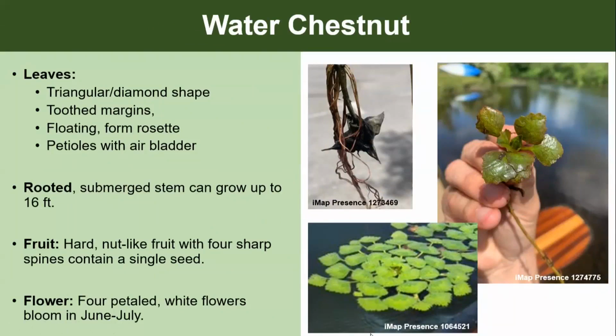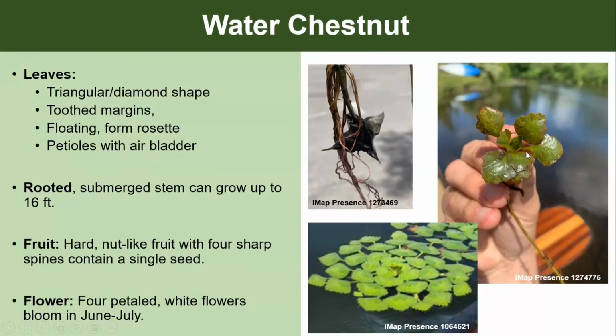There isn't really much else that looks quite like it. It forms these rosettes. You can see in this bottom picture, that's what it looks like floating on the surface, these circles of leaves. And so these leaves are sort of like a diamond shape. Some people say triangle because it's kind of flatter on the end, but it's sort of like this diamond shape. And then there are these teeth all along the edge. You can see it in this photo of a close-up of a young plant. So they can be small like this in the early stages.